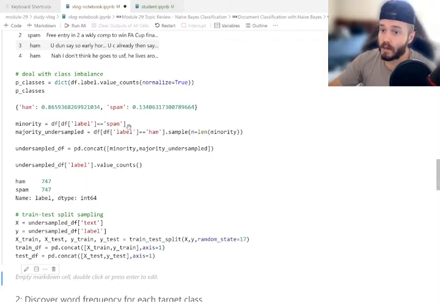So to deal with the class imbalance, we undersample the majority. There's not a whole lot of data to begin with, so we don't want to lose any of our minority data. So we undersample the majority data, which basically means we take whatever amount of data points we have in our minority, and we take only that amount from our majority. So we have a 50-50 split of our data.